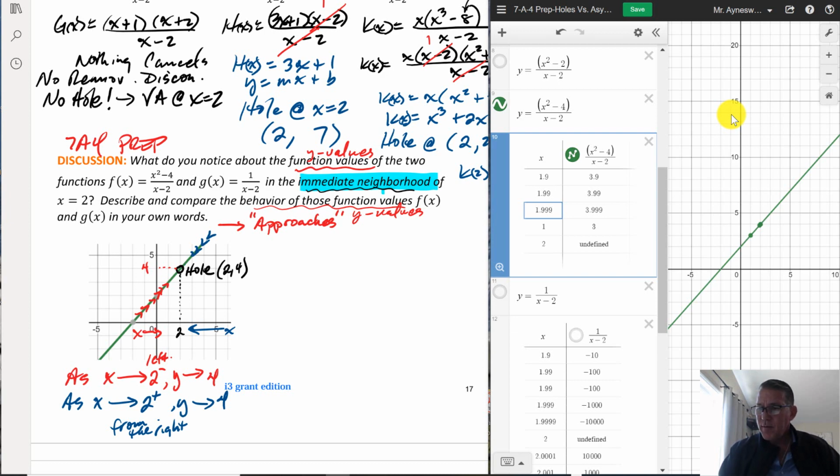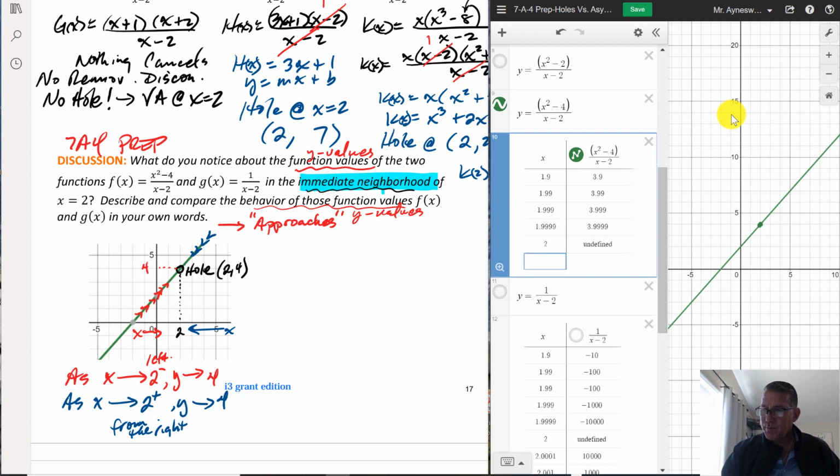But let's get even closer than that. 1.9999. And notice that we get even closer to 4. So as x approaches 2 from the left, as you get really super close to 2, the y value is getting closer and closer to 4. This is the numerical approach of understanding what the function values are doing. Now at 2 it's undefined because you can't divide by 0, as we've been talking about.